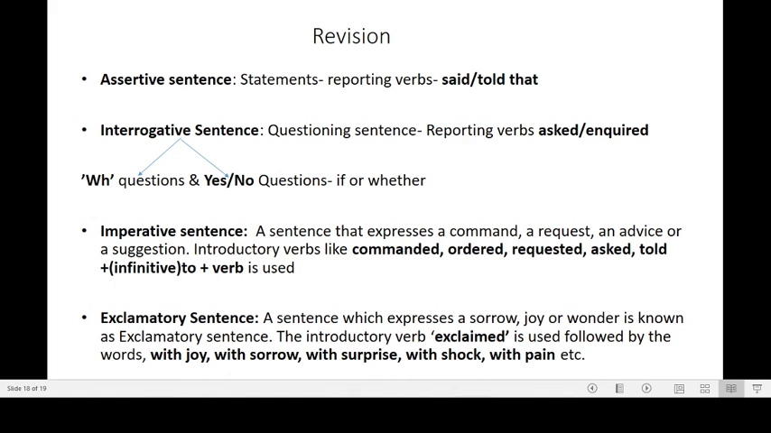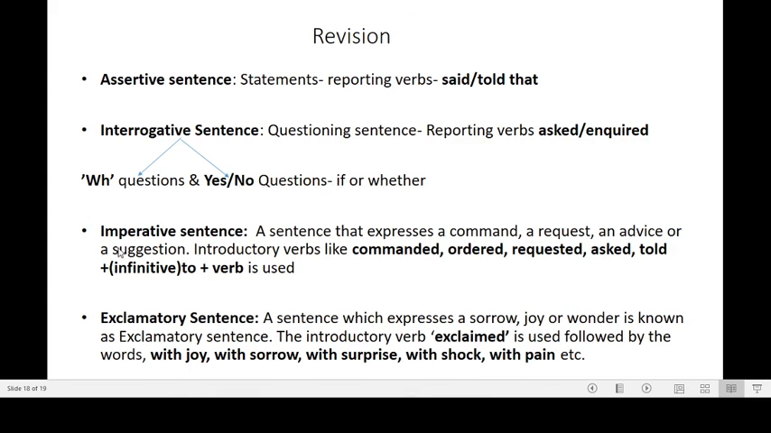And the second type of sentence that we discussed was the interrogative sentence. Interrogative sentences are questioning sentences, and the reporting verbs asked or inquired are used here, and we do not use that with interrogative sentences. There are two types of interrogative sentences. They are WH questions and yes or no questions. And with yes or no questions, we use if or whether.